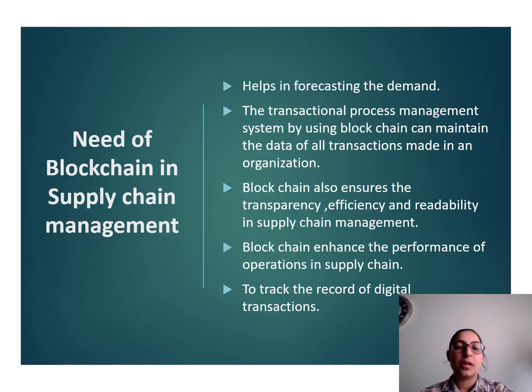Next slide. Here I'm going to talk about why we need blockchain in supply chain management, because it helps in forecasting the demand and it becomes easy for a transactional process management system to maintain all the transactions made within the organization. It also ensures transparency, efficiency, and readability in supply chain management. It also helps to reduce the chances of error in data. Blockchain is widely adopted by many organizations in order to enhance the performance of operations and to track the record of digital transactions.